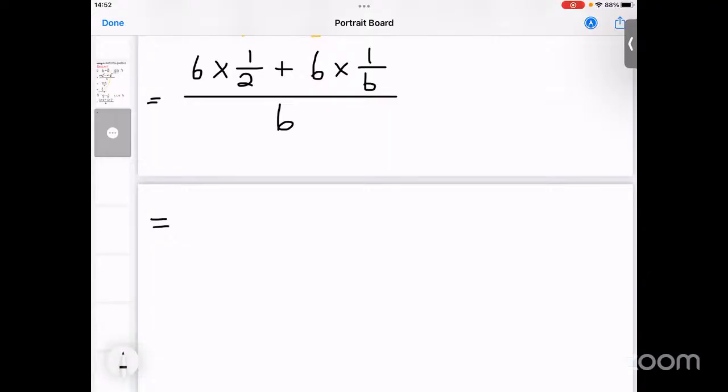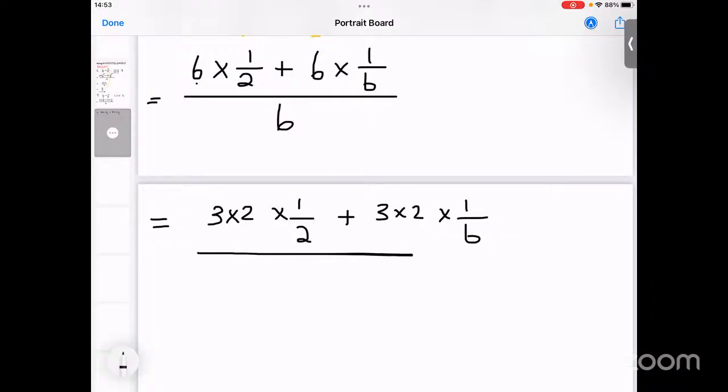So you know that 6 is the same as what? As 3 multiplied by 2. So just remember that it is that 6 that is multiplying that 1 over 2. And then again, 6 is the same as 3 times 2, which is multiplying that 1 over 6. And then the whole of that is divided by that 6.